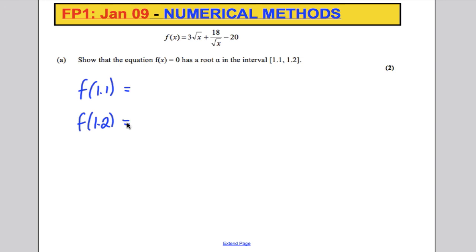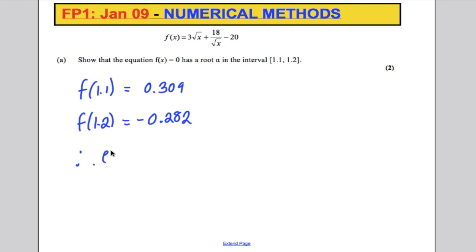So in your calculator, use the x capacity, type 3 root x, okay, plus 18 over root x, subtract 20, okay, and substitute in, press calc, and you want to put in 1.1, and when you do that you get 0.309, and substitute in 1.2. With a bit of luck you get a negative number, and you do indeed, you get negative 0.282.